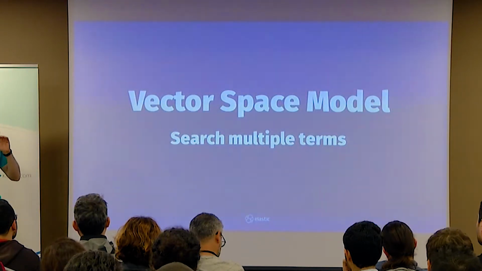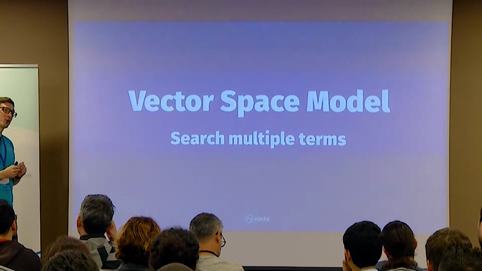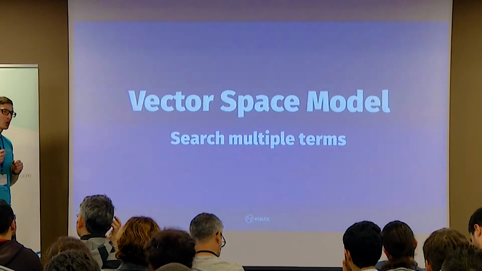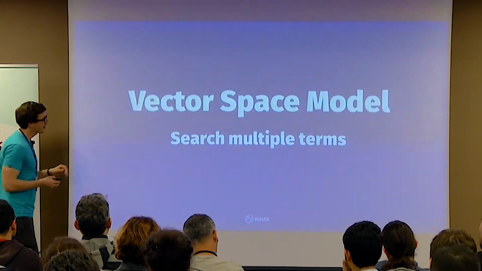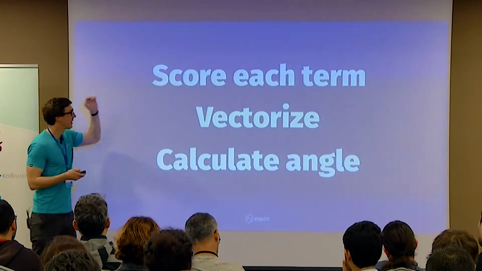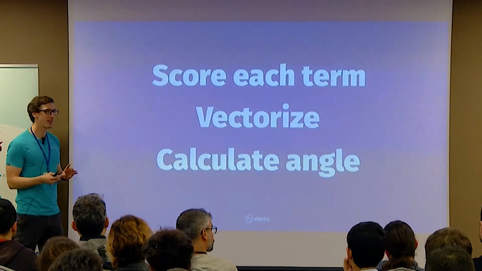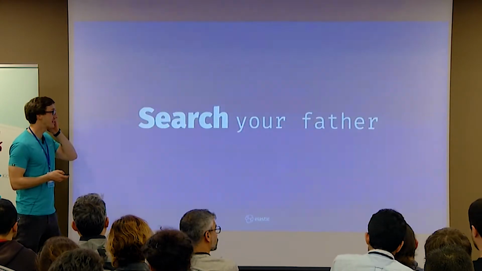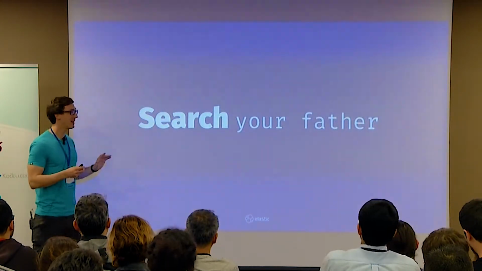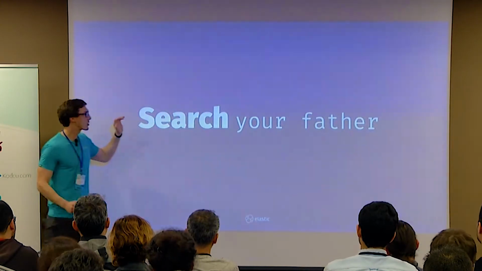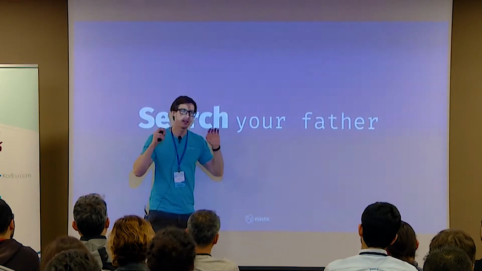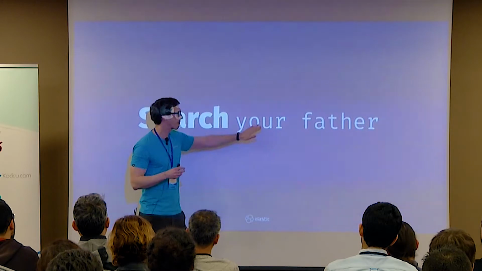And all of that was just for one term. So how do you know, if you search for multiple terms, which one is the best? We have something very fancy called the vector space model. So you score each term, you vectorize it, and you calculate the angle. That sounds very complicated. I can show you, it is easier. So we're searching for "your" and "father". The best match would contain "your" and "father".